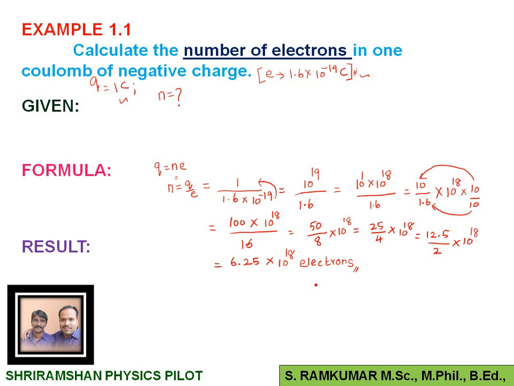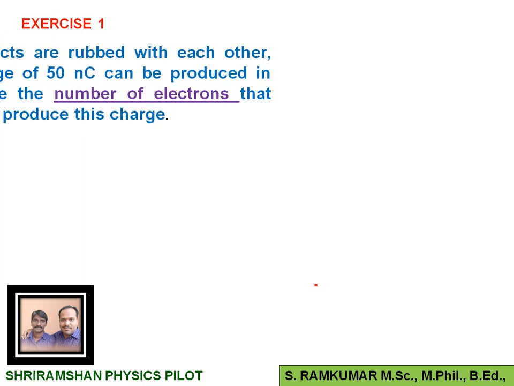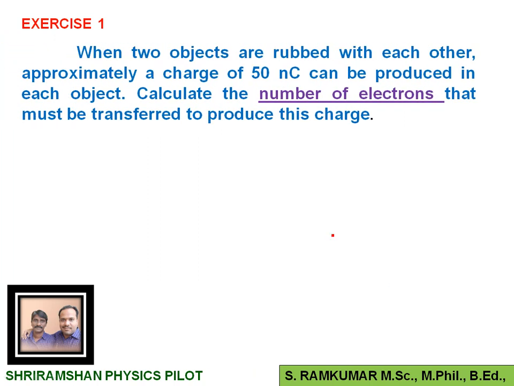Okay, now we are going to discuss the same problem, but in this case, that is exercise 1, the value, that is the charge, will be changed, and you are going to find the number of electrons only in this case also. So now we are going to read the question. When two objects are rubbed with each other, approximately a charge of 50 nanocoulomb can be produced in each object. So calculate, in this case also you are going to find the number of electrons that must be transferred to produce this charge. So again you are going to write the given data.